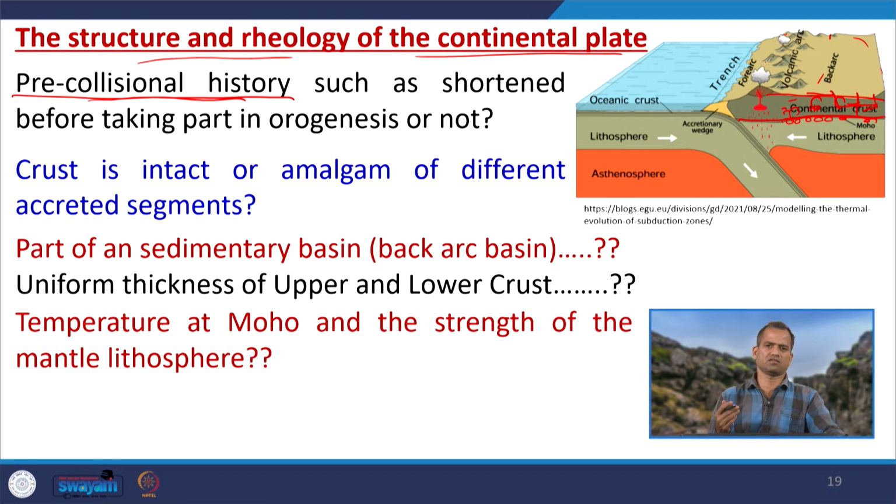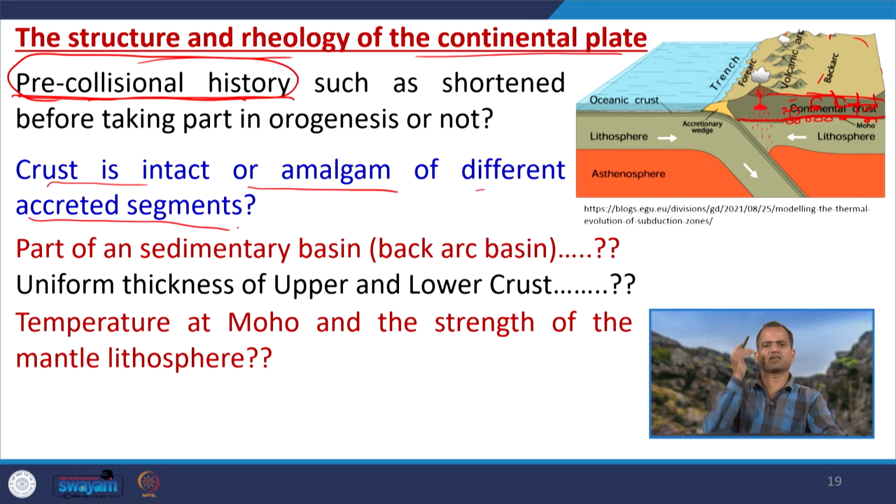So, all that thickness, all those things are the result of this pre-collisional history which is responsible for this mountain building activity. Then the crust is intact or amalgamated of different accretionary segments. So, that matters. Then part of the sedimentary basins, back arc basins are like that. So, if it is only this granitic to granodiorite composition or there are sedimentary basins having huge thickness of sediment here. So, uniform thickness of this upper and the lower crust or there will be a variation in the thickness.